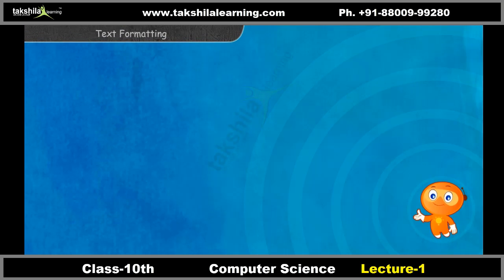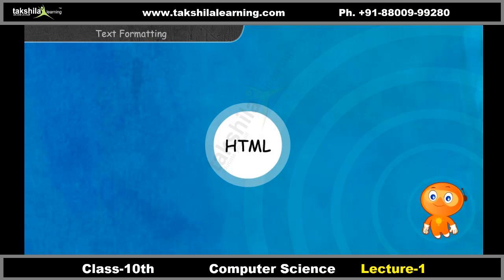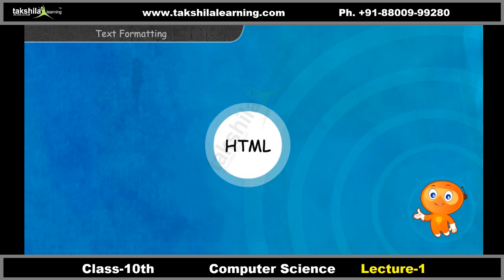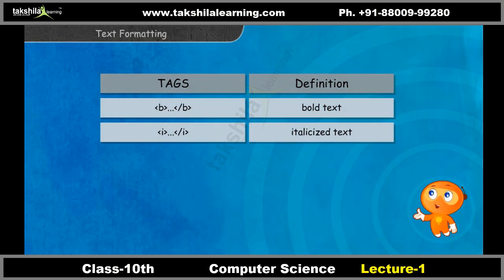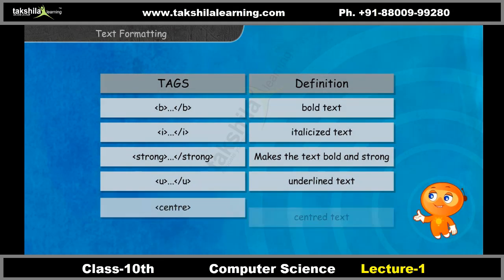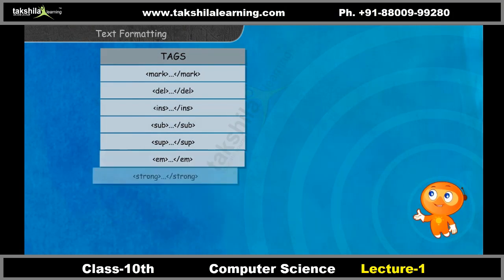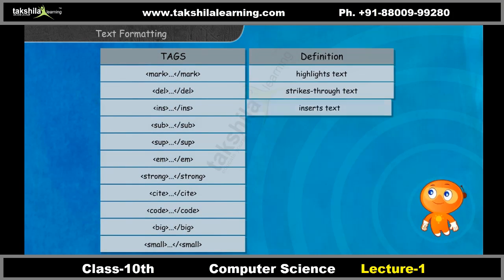Text formatting. Let us now learn about various formatting options that are available in HTML. Formatting the texts not only provides appearance, but also emphasis on the purpose of the texts. The commonly used tags to format text are bold, italics, strong, underlined, and centered, etc., which you have studied in your lower classes. Let's learn a few more tags used in text formatting. Now, let's learn a few more tags and their definitions.